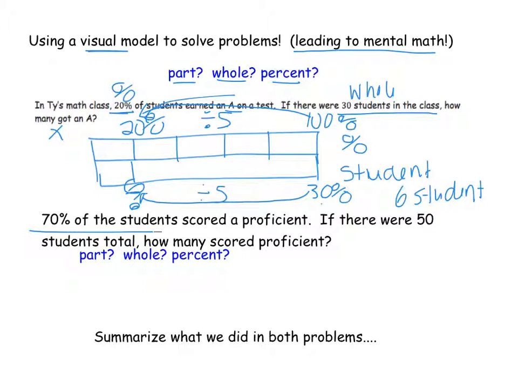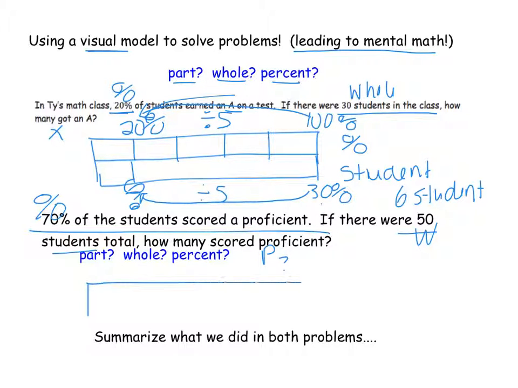So 70% of the students scored proficient. If there's 50 total, how many scored proficient? So like the last one, this is going to be your percent that we're looking for. This is your whole, and this is your part. The unknown is your part.